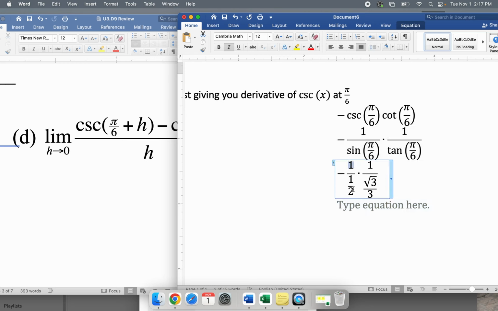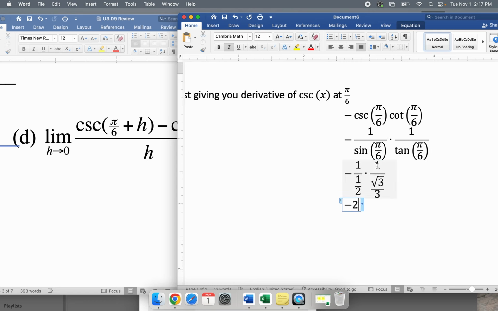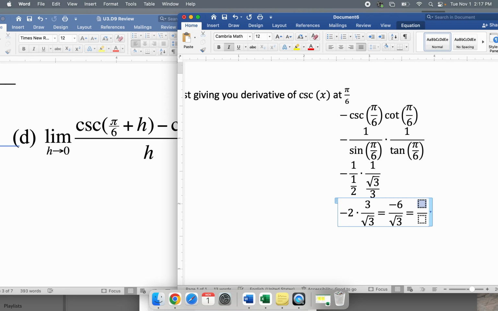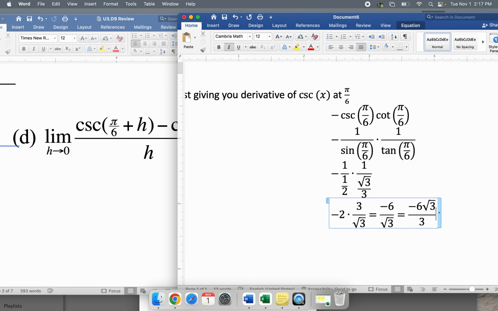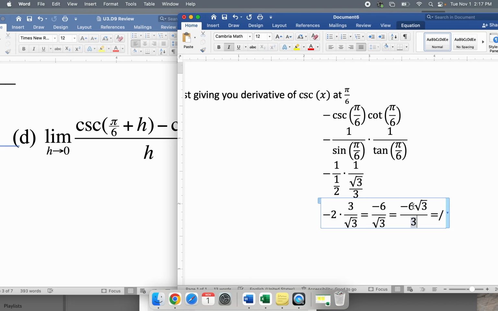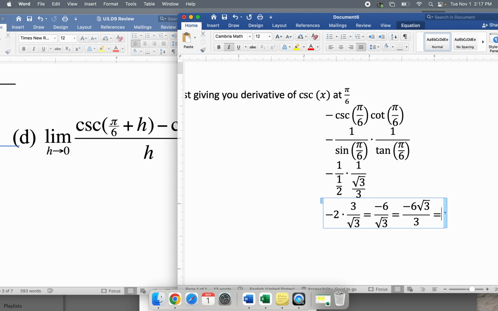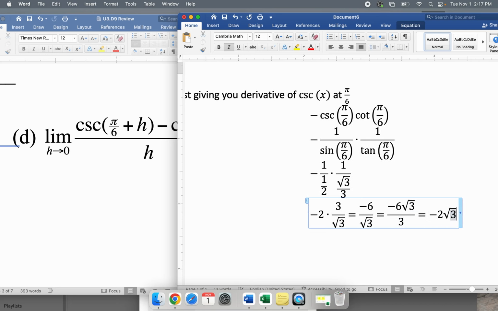Like the 1 over the fraction just flips the fraction upside down. So 1 over 1/2 is just going to be 2. And then 1 over root 3 over 3 is just going to be 3 over root 3. And so I guess that's negative 6 over root 3. And now if I rationalize that denominator, I get negative 6 root 3 over 3. And then you can divide the 3 into the negative 6. And then that gives you negative 2 root 3.